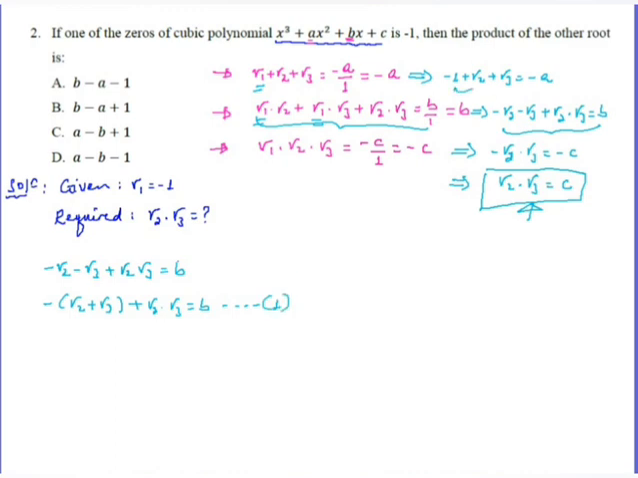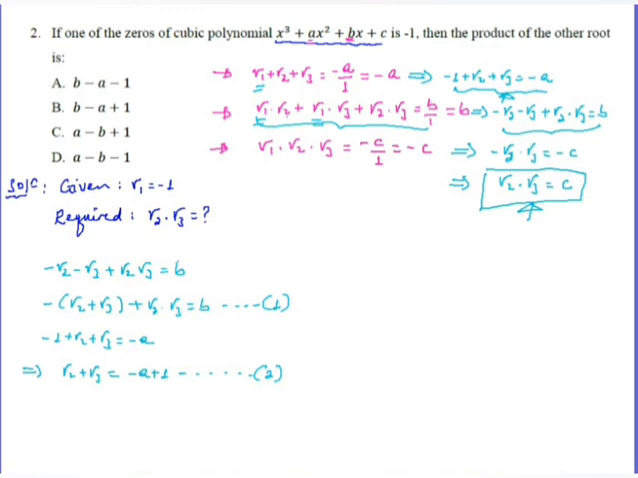Again, let's consider this part. Okay, from this part we have minus 1 plus r2 plus r3 is negative a. So this implies r2 plus r3 is minus a plus 1. Okay, r2 plus r3 is negative a plus 1. So say this is equation 2.